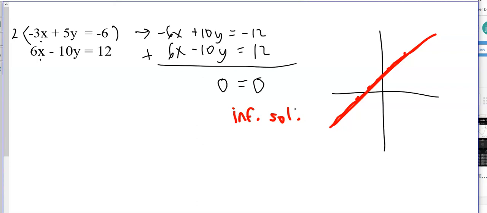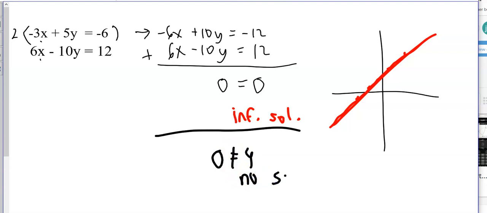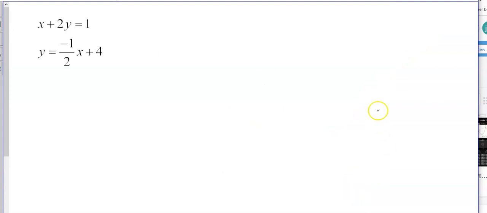That happens sometimes. By the way, if I'd gotten to the end something like 0 equals 4, that's not true, so that would be a no solution problem. And graphically speaking, that would mean the two lines are parallel lines. If you get two things that are not equal, it means the slopes are the same. They never touch.